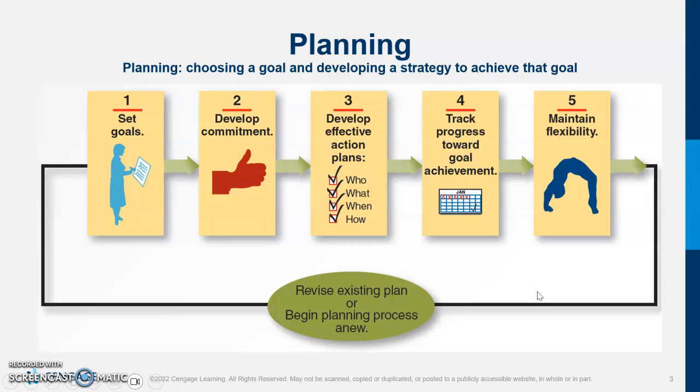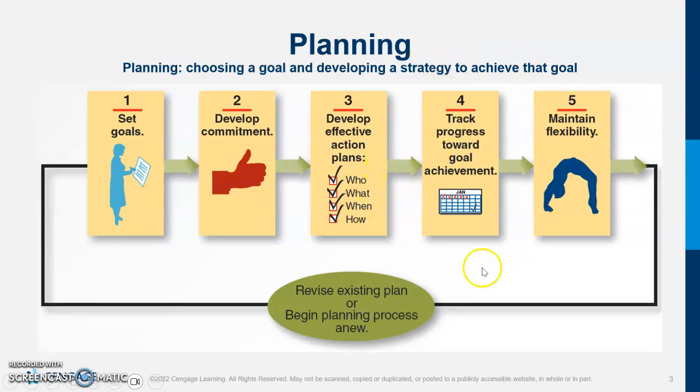We begin by talking about planning, which is choosing a goal and developing a strategy to help us achieve that goal. There's a basic outline that we follow, whether we realize it or not. First, we set our goals. Once we've set our goals, it's important to get others within the organization committed to helping achieve those goals at the various levels of the organization. Next, we develop effective action plans, looking at who's going to be in charge of what, how we're going to do things, when they need to be done by, etc.